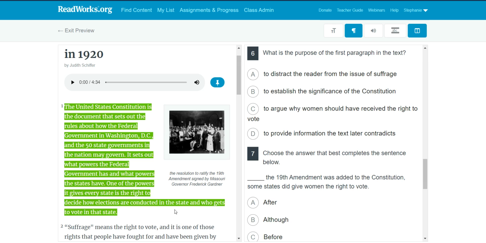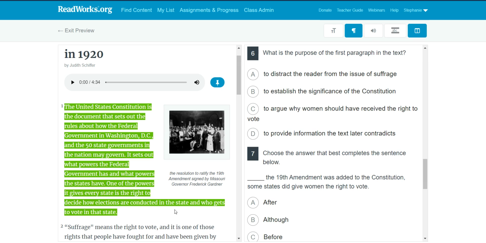The United States Constitution is the document that sets out the rules about how the federal government in Washington, D.C., and the 50 state governments in the nation may govern. It sets out what powers the federal government has and what powers the states have. The federal government would be like the president, guys. The states would be like Florida, Georgia, Alabama. That is the difference between those two things.